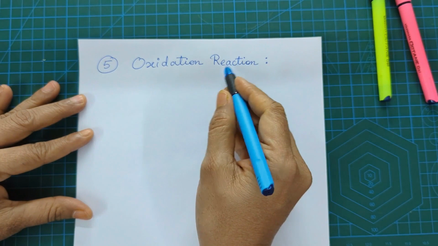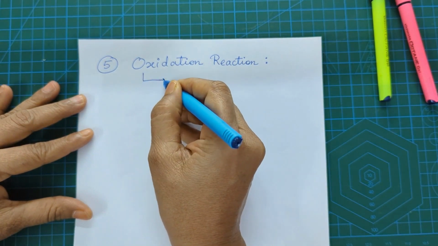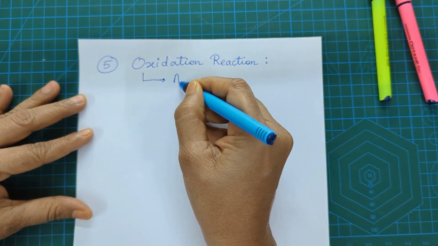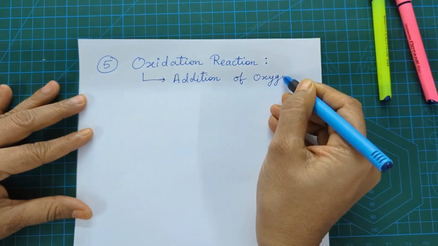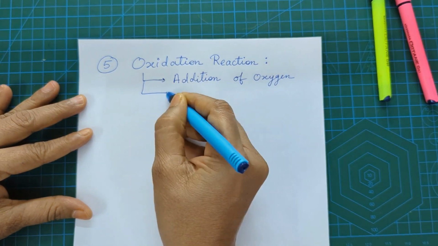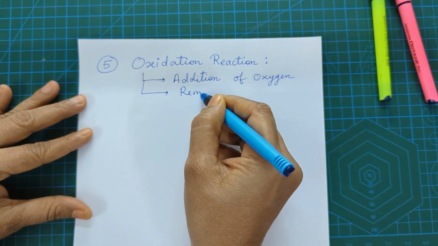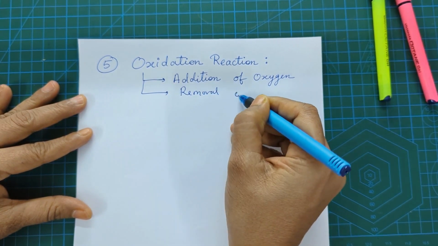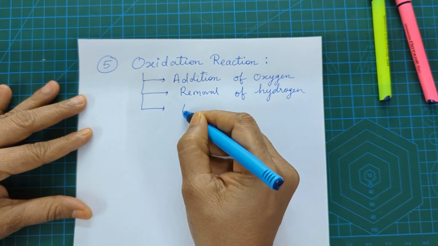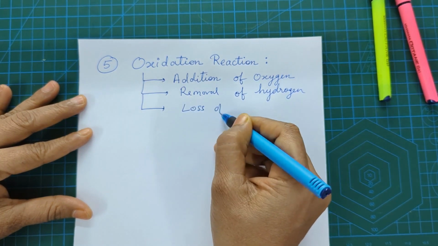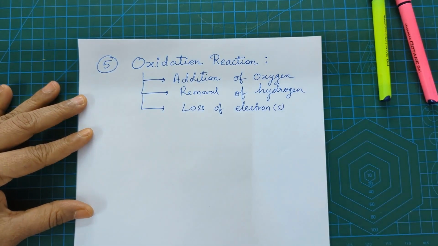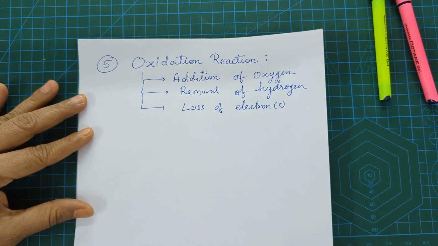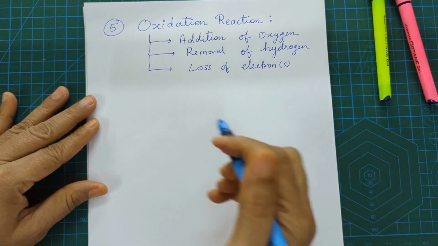Now coming to oxidation reaction. What is the meaning of oxidation reaction? Oxidation reaction is addition of oxygen or removal of hydrogen or loss of electrons. So oxidation reaction would mean addition of oxygen or removal of hydrogen or loss of electrons. So let me give you some examples of oxidation reaction.